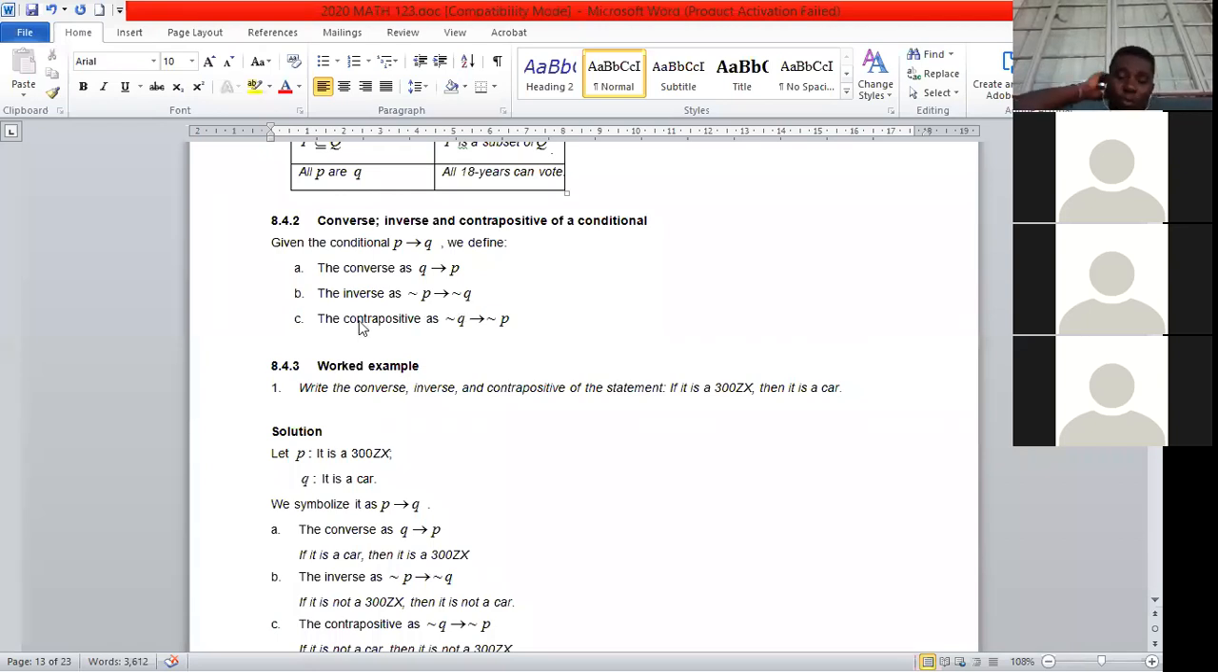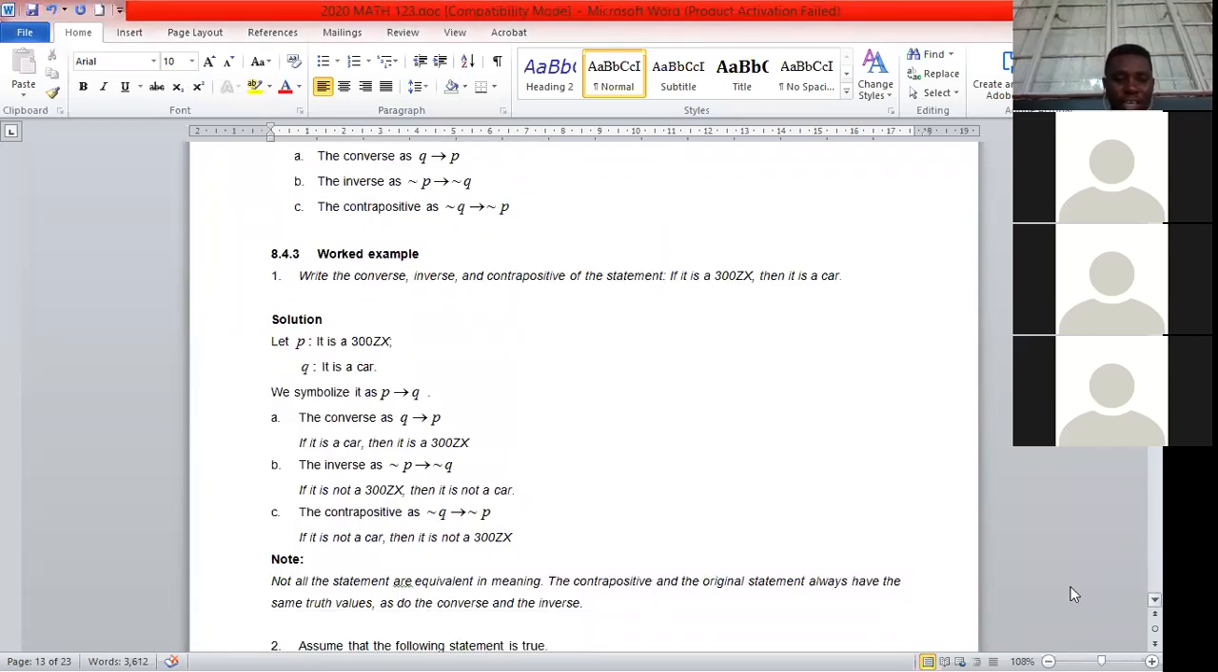And the contrapositive is the negation of what? The converse. That is not Q and not P. So that negation is read as, if it is not a car, then it is not a 300XZ.